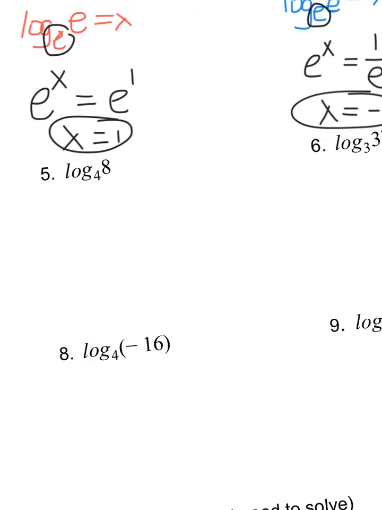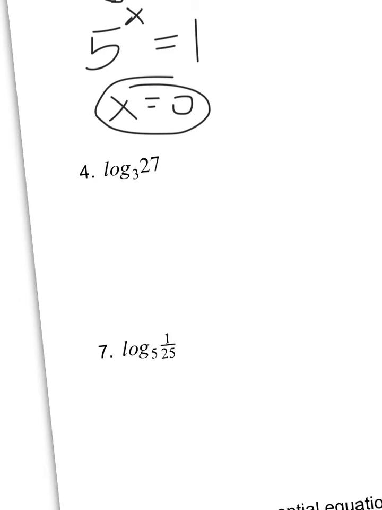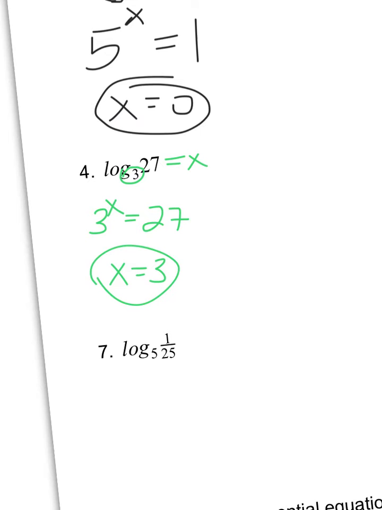And moving on, number 4. Again, equals x. Circle the base, so it's 3 to the x equals 27. And that would be true when x is equal to 3, because 3 times itself 3 times is 27.